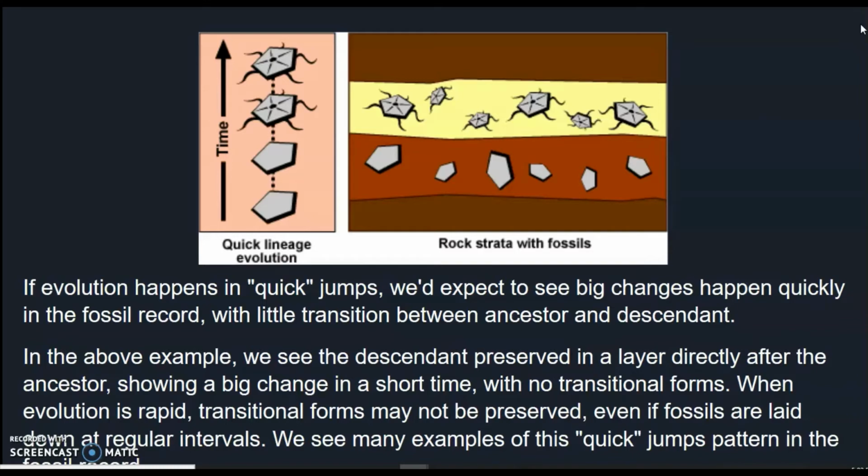In this example, we see the descendant preserved in layers directly after the ancestor, showing a big change in a short time, with no transitional forms. When evolution is rapid, transitional forms may not be preserved, even if fossils are laid down at regular intervals. We see many examples of this quick jump pattern in the fossil record.